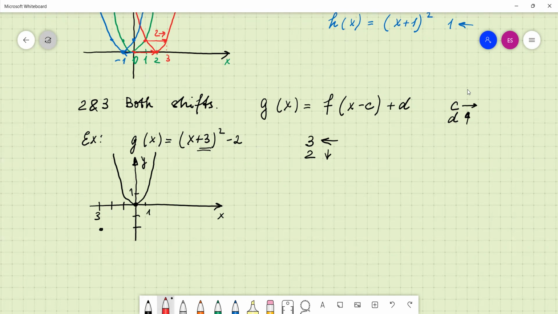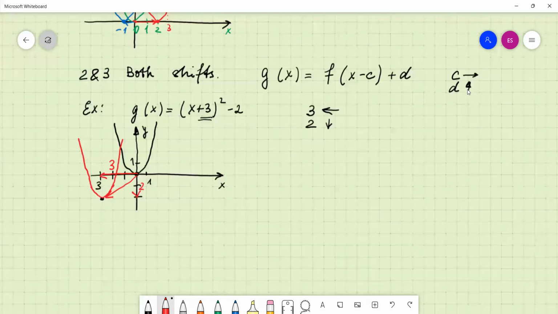I'm going to graph my parabola in a different color. So again, I'm going to watch just my first few points. That's going to be the motion. 2 units and 3 units. 3 units to the left and 2 units down.